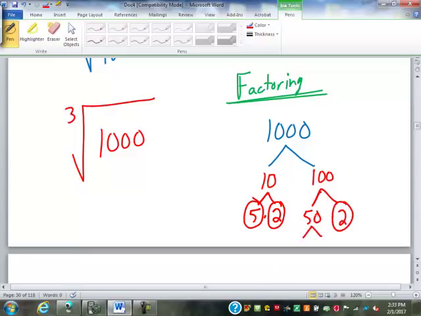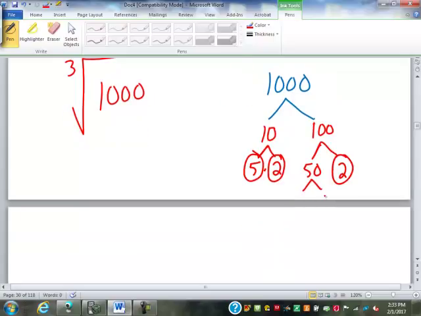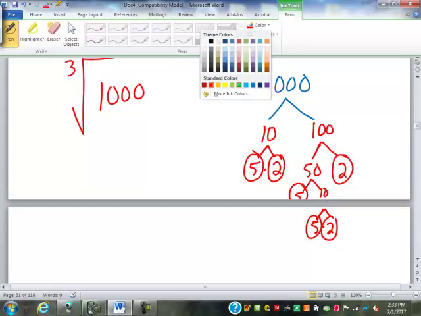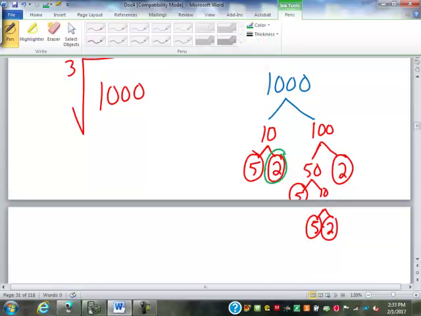What's the number that can divide into 50? 5, and we're left with 10. Very good. The 5 is prime. The 10, however, can still be split into 5 times 2. So what we have there for factors, and I'm going to put them in order, I have 1, 2, 3 2s. So 1, 2, 3 2s. I have 1, 2, 3 5s.